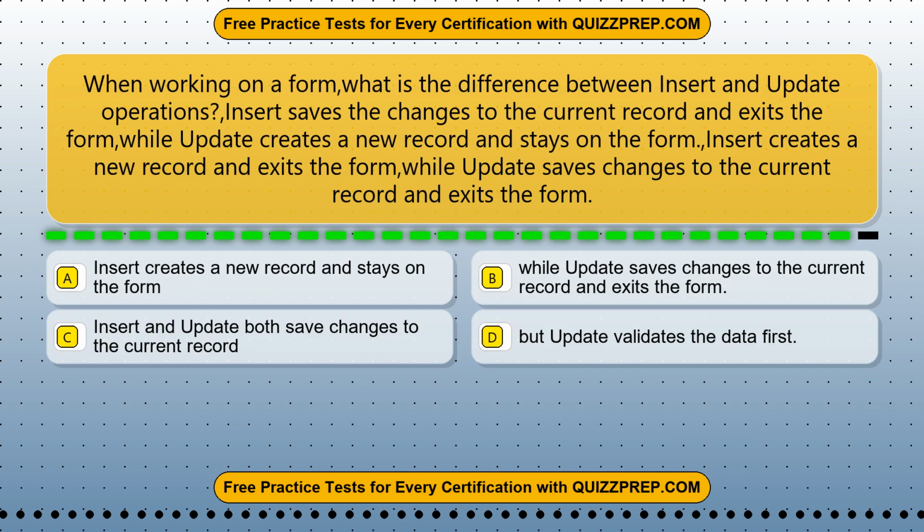Question 177. When working on a form, what is the difference between insert and update operations? Insert saves the changes to the current record and exits the form, while update creates a new record and stays on the form. Insert creates a new record and exits the form, while update saves changes to the current record and exits the form. Option A, insert creates a new record and stays on the form. Option B, while update saves changes to the current record and exits the form. Option C, insert and update both save changes to the current record. Option D, but update validates the data first.